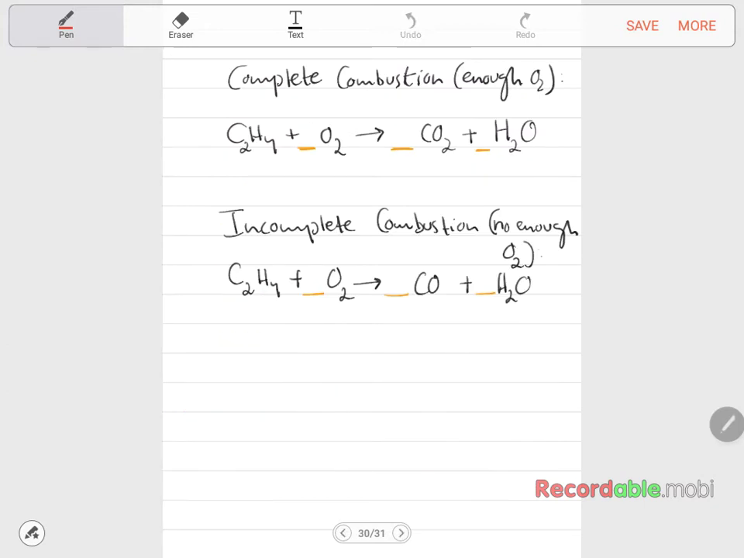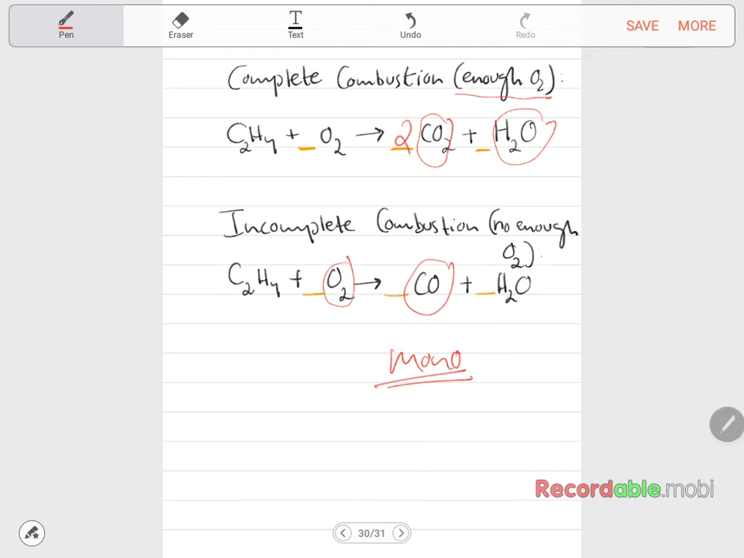Okay, complete combustion, that is when you have enough oxygen. As I said with the alkanes, when you burn a hydrocarbon with enough oxygen, it gives you carbon dioxide and water. For incomplete combustion, where you don't have enough oxygen, when you burn it with the oxygen, it gives you carbon monoxide, mono, not di, and water. As you can see here, the equations are not balanced, because you have here 2 carbon atoms while you have here only 1.